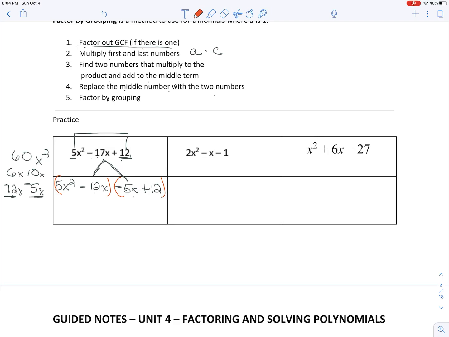Okay, so remember when we factor by grouping, we ask what do 5x squared and 12x have in common? And the only thing they have in common is x. So we factor out an x, and that's going to leave me 5x minus 12. Well, what do negative 5x and 12 have in common? Nothing except for 1. And remember, because the leading term is negative, I'm going to factor out a negative 1, which is going to make that 5x minus 12. Now they have 5x minus 12 in common.